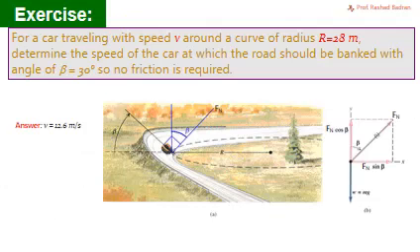This is an exercise for you to do. It's again about a banked road, and the car is traveling with speed v, and the given radius for the banked road is 28 meters, and the banked angle is 30 degrees, where there is no friction. You need to find the speed of the car, and we'll follow the same method as before. The answer is 12.6 meters per second this time.